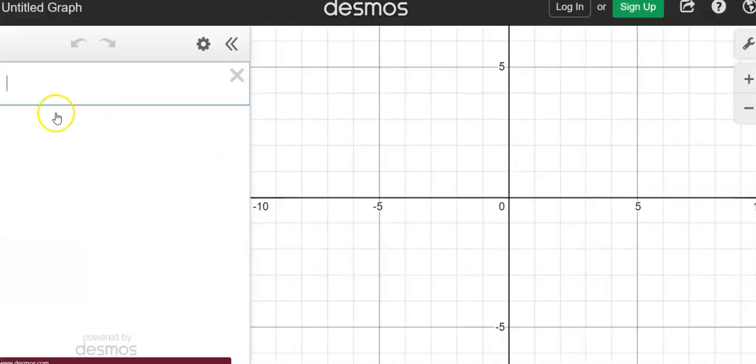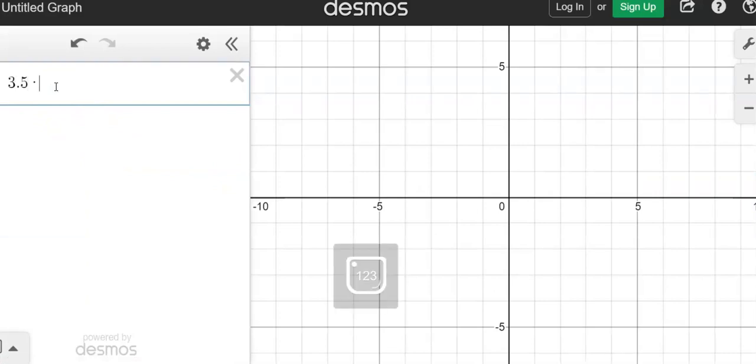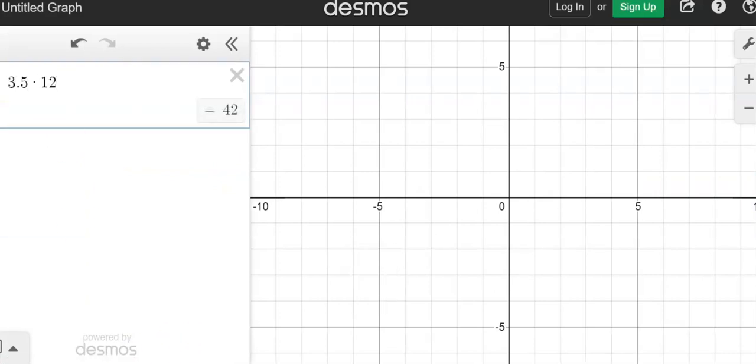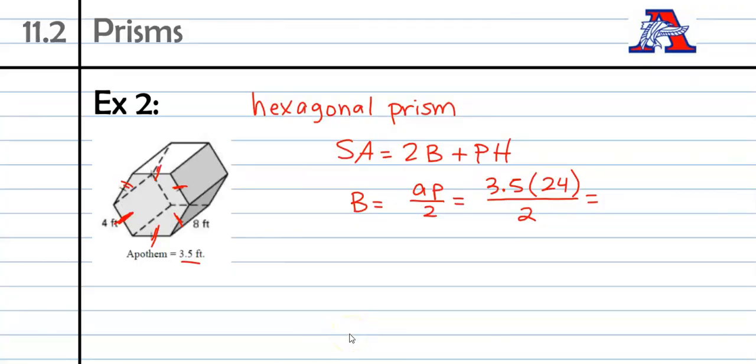Hop onto Desmos. 3.5 times 12, 42. And we're not in centimeters anymore, we're in feet. Square feet.